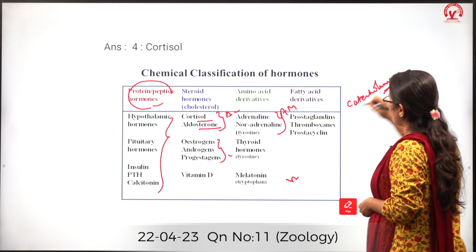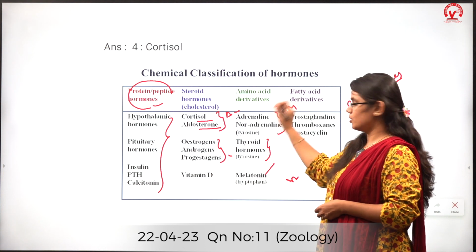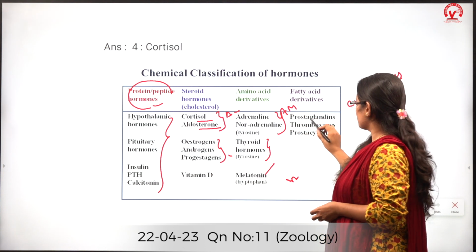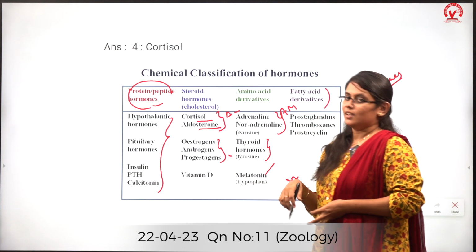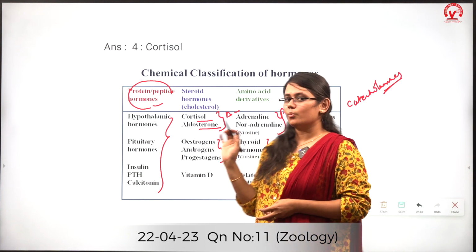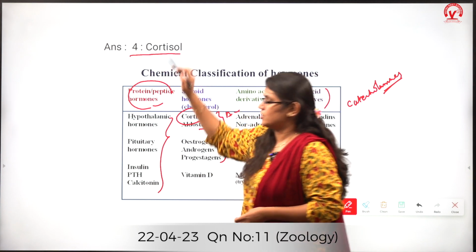So, amines are amino acid hormones, along with the thyroid hormone and melatonin. They are also amino acid hormones, and prostaglandins, thromboxanes and prostacyclin come under fatty acids. So, here they have asked which of the hormones is a steroid hormone, and the answer is option 4, cortisol.